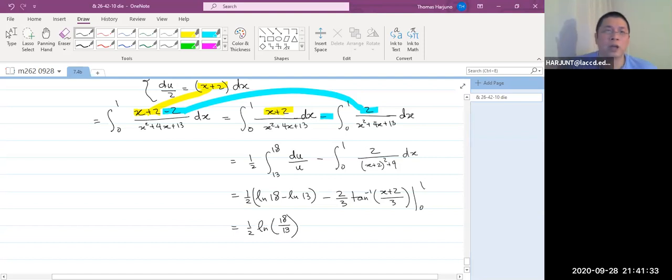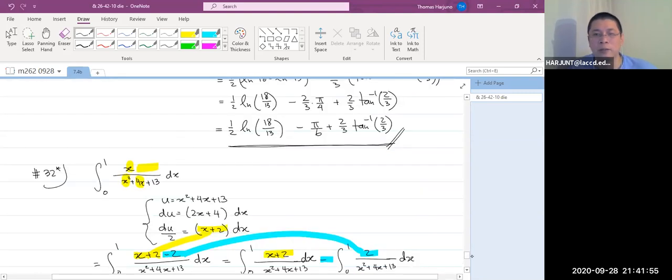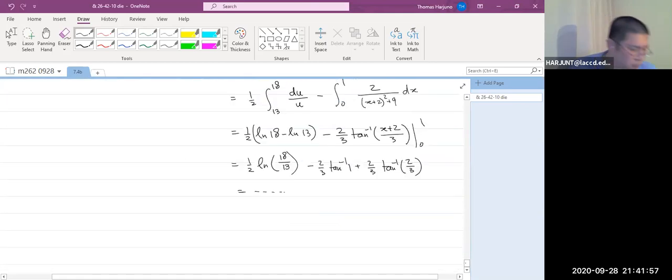Now I plug in the 1, then 0, and I will get 2 over 3 tangent inverse of 1 plus 2 over 3 tangent inverse of 2/3. So we get the same answer. Those are the sneaky ways to do things.